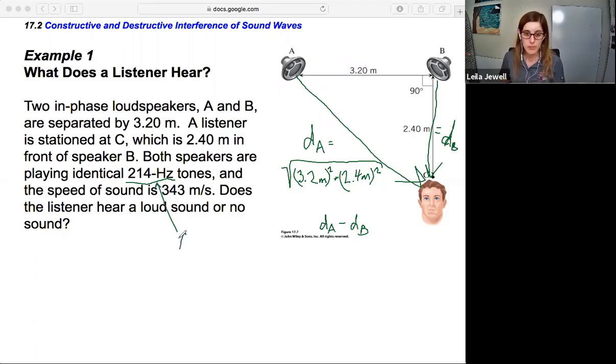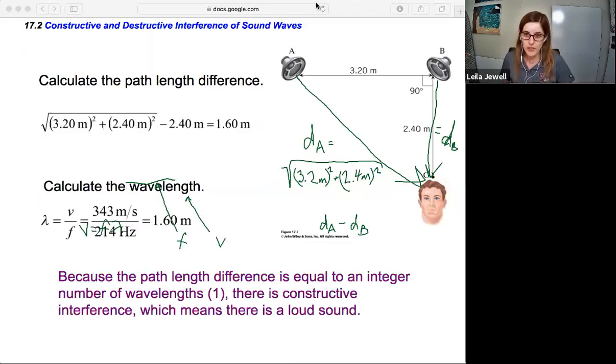And what else do we know? We know the speed of sound. So we know V. If we know the frequency and the speed, can we get a wavelength? I think we can, right? Remember that the speed of sound is equal to the frequency times the wavelength. So armed with that, we're now in good shape to actually solve this. So first, here, I'll erase some of this. We need to calculate the path length difference. So that is shown here, where we have dA in the square root here, minus dB. And if you calculate that out, you should get 1.6 meters.